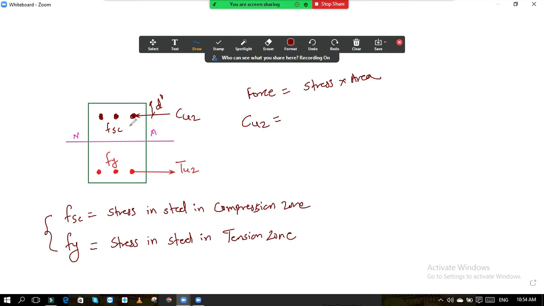So now Cu2 is in compression zone, so I should consider the stress in compression zone. The stress in compression zone is Fsc into the area of steel, which is ASC, whatever it may be: 3 bars of 10 mm, 3 bars of 8 mm, 3 bars of 16 mm, 12 mm. So this is my Cu. But understand what is actually happening now. If I provide these 3 bars above the neutral axis, that is in the compression zone, I am increasing the area of steel in compression zone, but simultaneously I am decreasing the area of concrete from the compression zone. Correct.